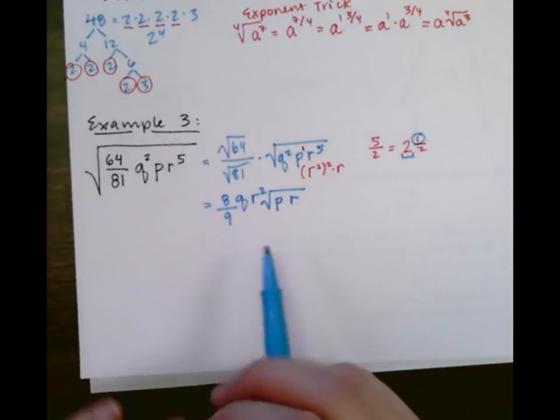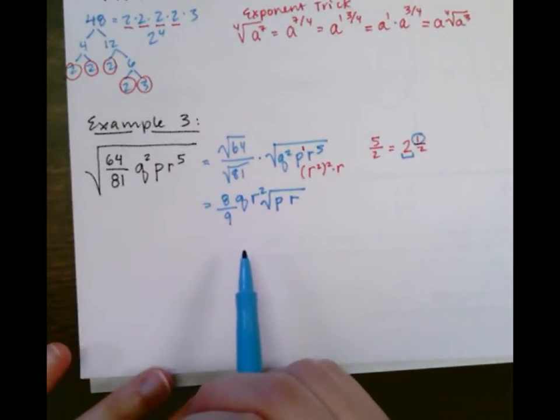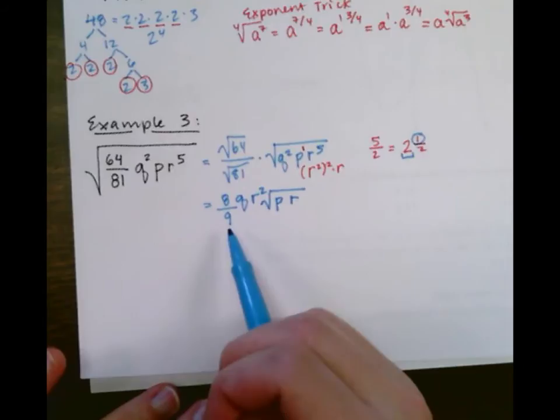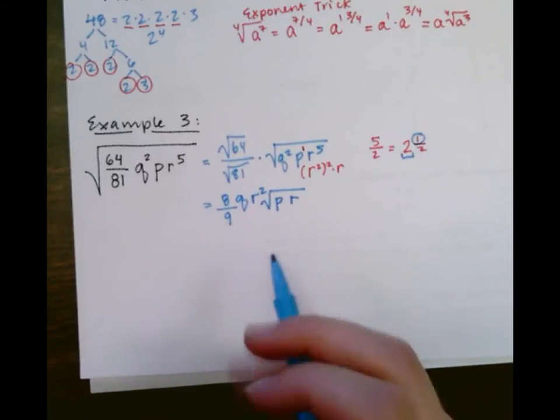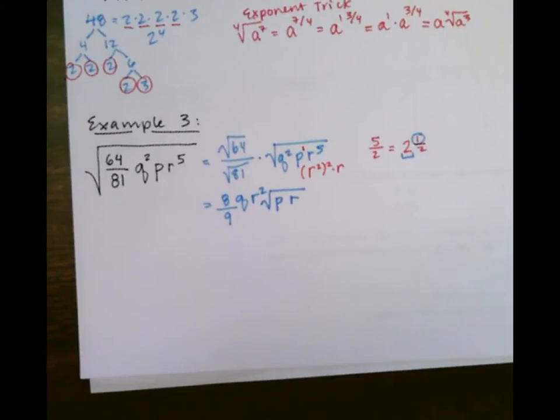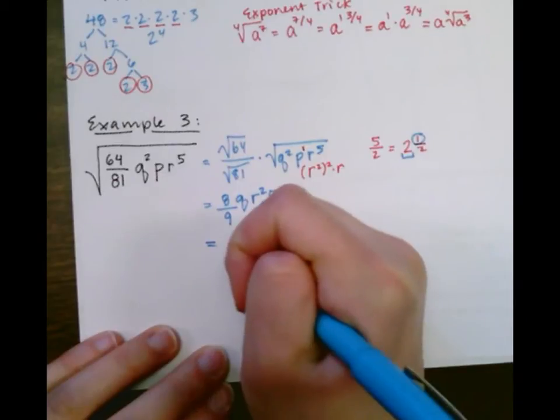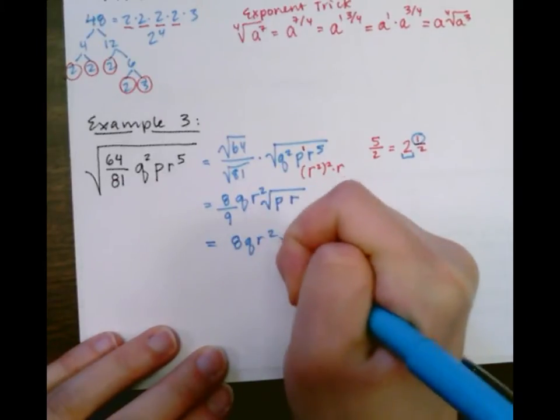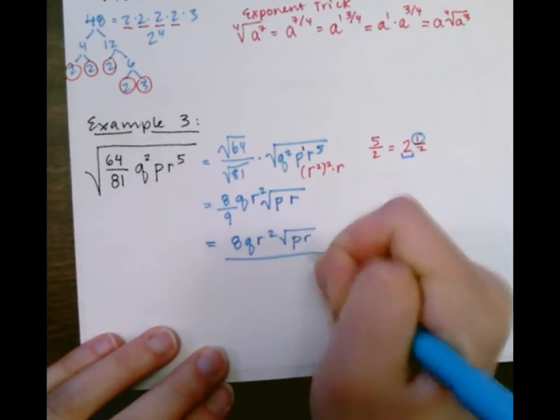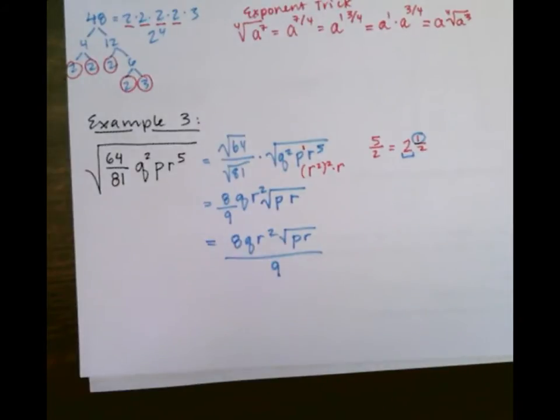From here, I'm looking to see, can I simplify this further? 8/9 doesn't simplify, so it looks like this would be my final answer. I could write it all as one fraction, so I could do 8 square root of qr divided by 9. And that looks a little bit nicer than what I had before.